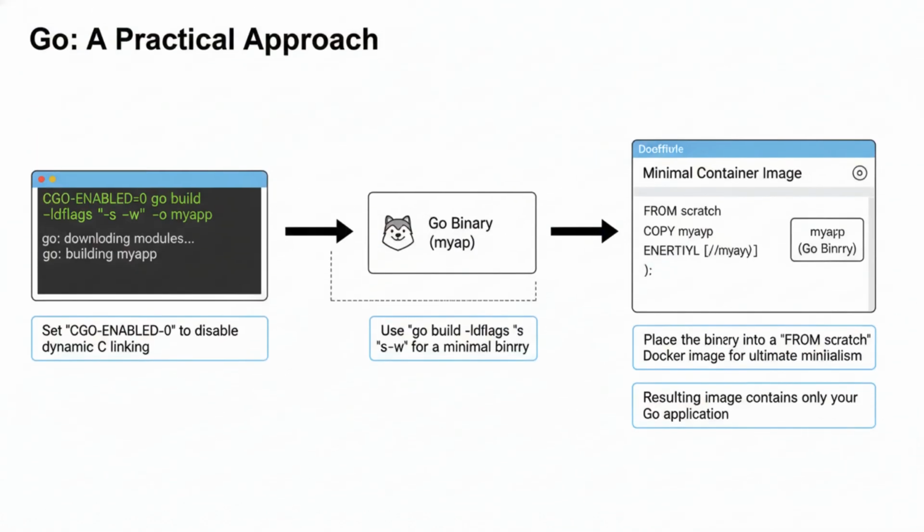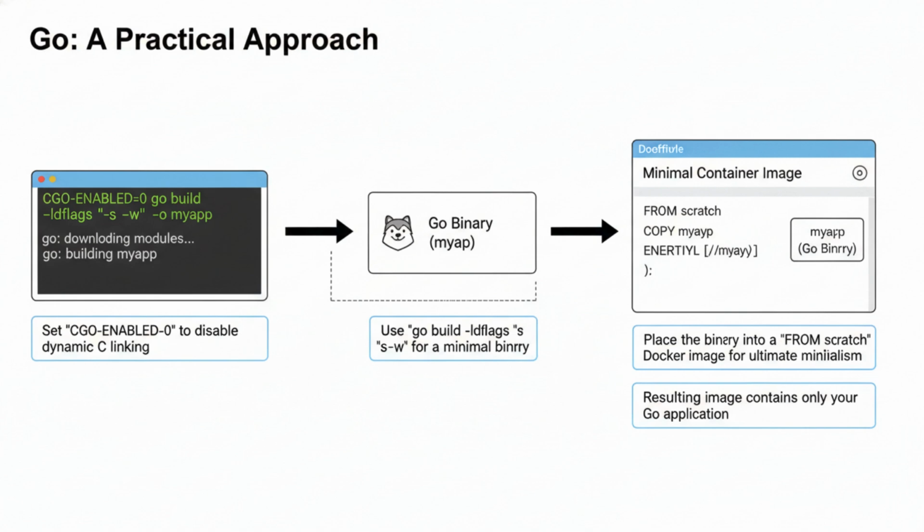Let's dive into a practical example using Go. Go makes creating static binaries incredibly straightforward. The key environment variable here is CGO_ENABLED=0. Setting this tells the Go compiler to disable CGO, which is Go's mechanism for calling C code. By disabling CGO, you ensure that your Go program will not link against any C libraries dynamically. Then, a simple go build command will compile your application into a fully static binary.